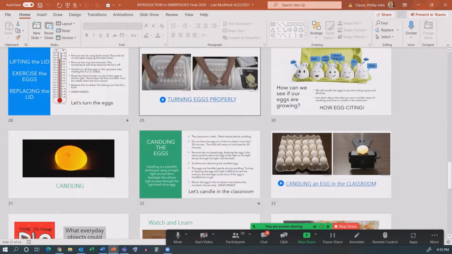Demonstration again, a Learn Now video on how to properly turn eggs and place the thermometer and do all the things that you have to do there.